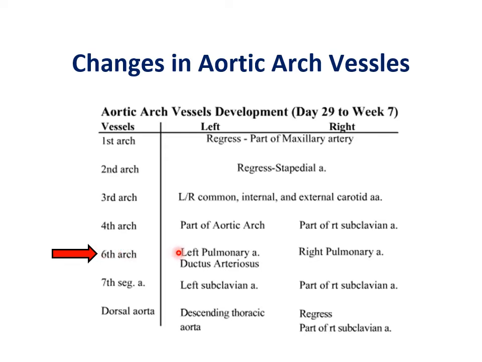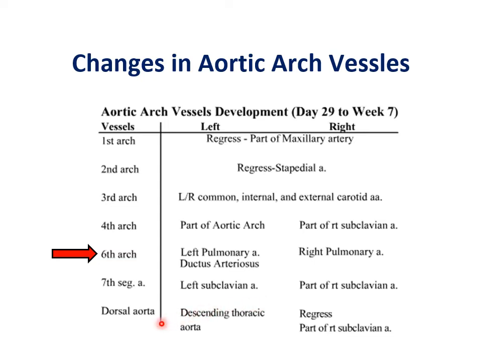On the left side, it gives the left pulmonary artery. The origin of the left is different from the left aortic arch, and the right pulmonary artery comes from the right pulmonary arch. On the left pulmonary arch there is also the ductus arteriosus, both of them here. Just keep it in mind, along with the right pulmonary artery. Here coming the seventh segment, we have the left subclavian artery and part of the right subclavian artery.